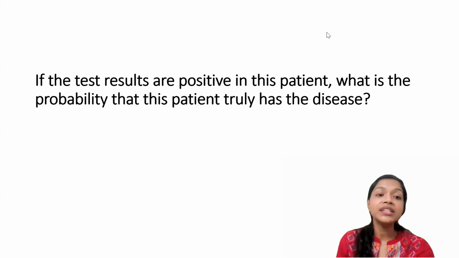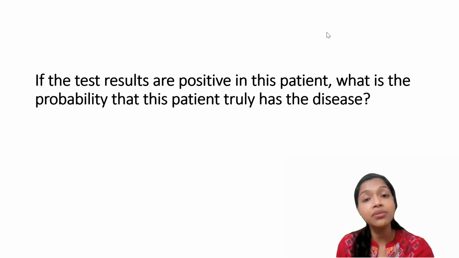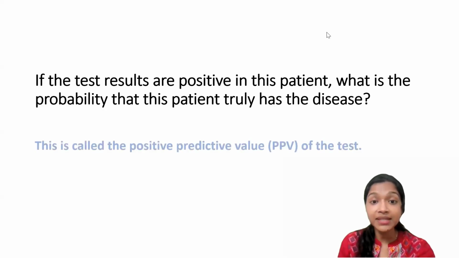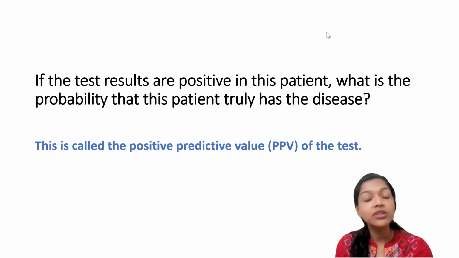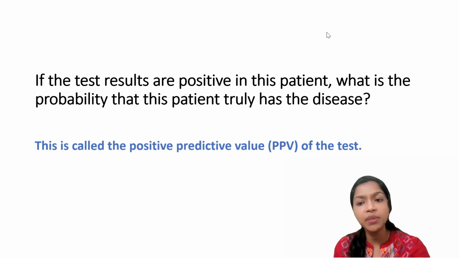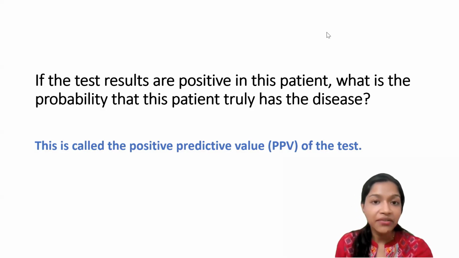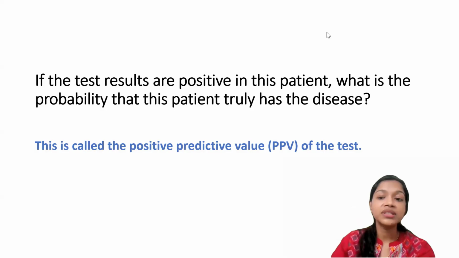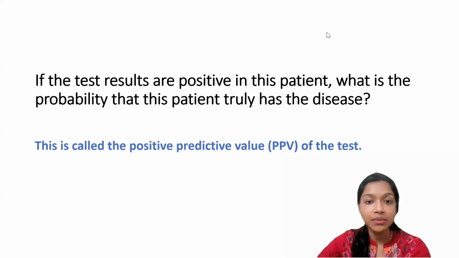Now this is the practical setting where the clinician might want to know that if the test results are positive in this patient, what is the probability that this patient truly has the disease? This is given by the positive predictive value of the test. I presume that all of you already have a good understanding of these terminologies, the sensitivity, specificity, PPV and NPV. We will have a brief recap. So moving ahead, let's draw the standard 2x2 contingency table.